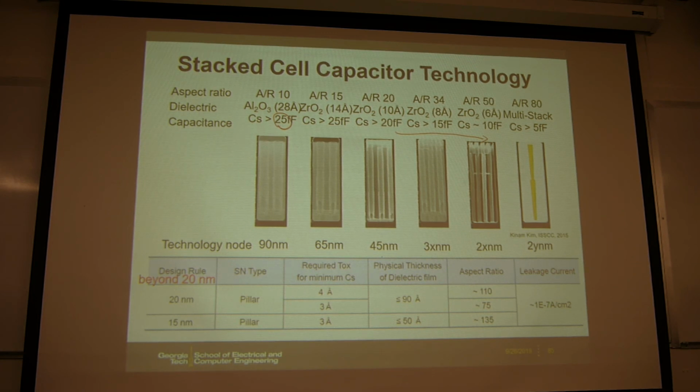So for the pillar type, does the cell size change? Because my storage node is now not on top of the capacitor anymore, right? The contact. So does the real estate on silicon change? Do we need more space? Actually, that's a good question. I'm not so sure how that is actually.